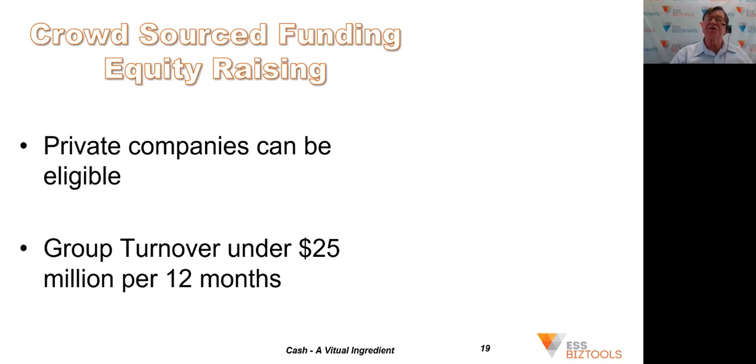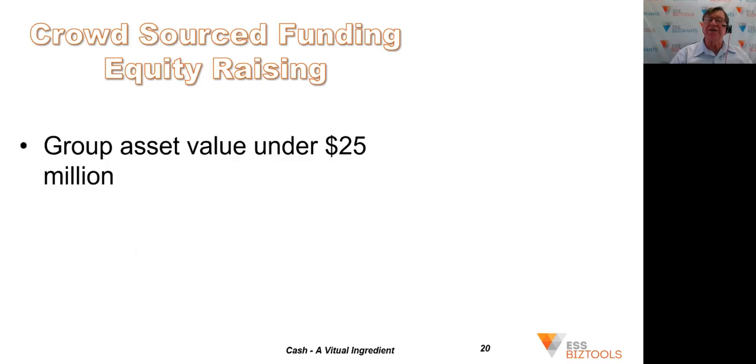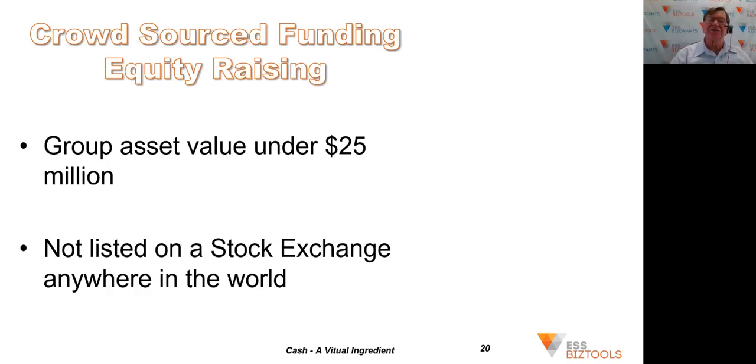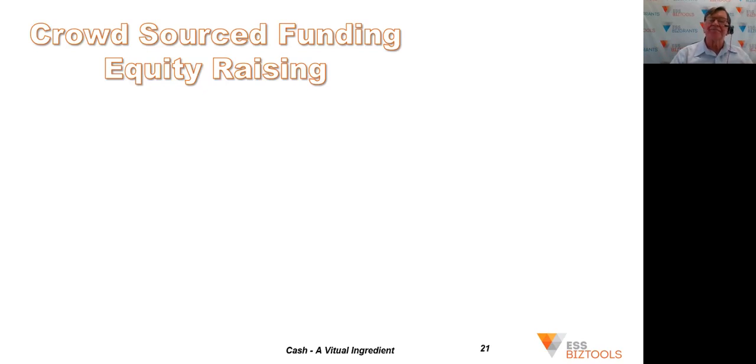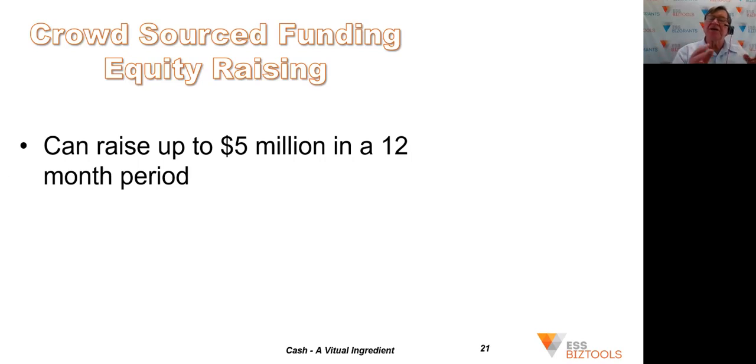Group turnover under $25 million in the previous 12 months. Group asset value under $25 million. That's a coincidence that $25 million is mentioned in both instances. Not listed on a stock exchange anywhere in the world. And that company can raise up to $5 million in a 12-month period, as long as it goes through the process. And if it wishes and it reproduces the documentation that's required, they can do the same the following year, as long as the market supports them, of course.